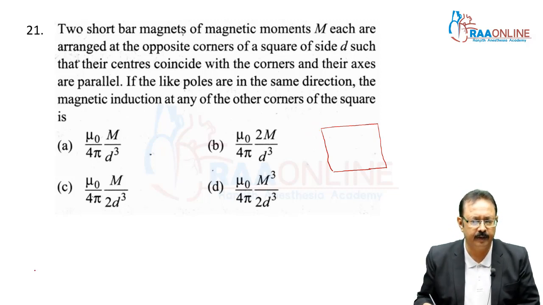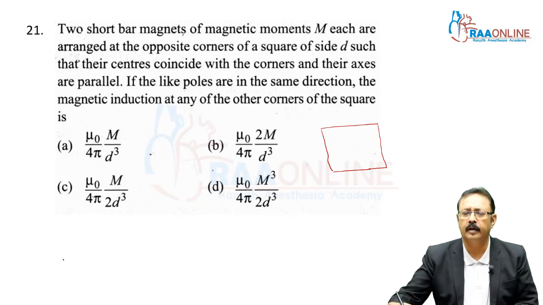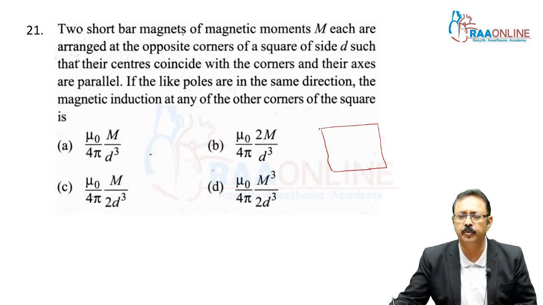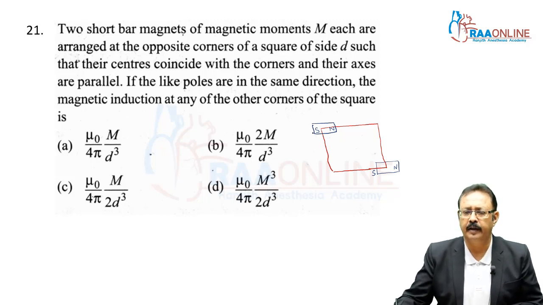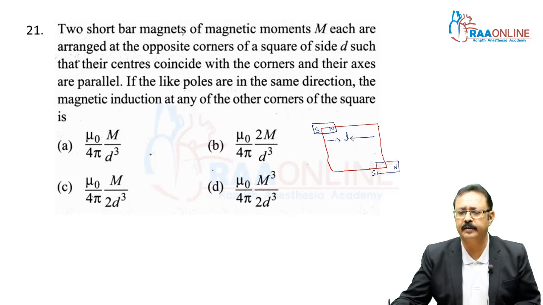What we did here is put two magnets at two corners. Their magnetic moments, their axes, should be parallel, with same poles on same sides. Means if the north pole is here, the north pole is here; south pole, south pole. This is the picture, and the length of the square is D. We want to calculate the magnetic field at this point.